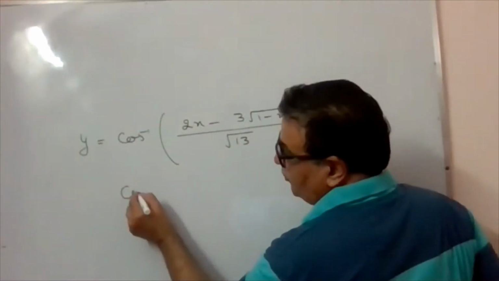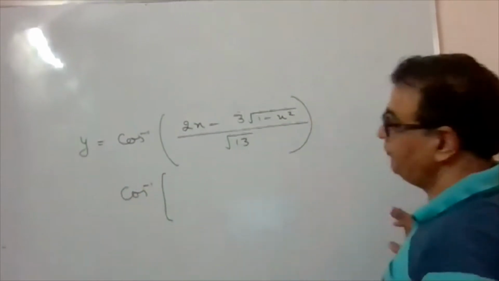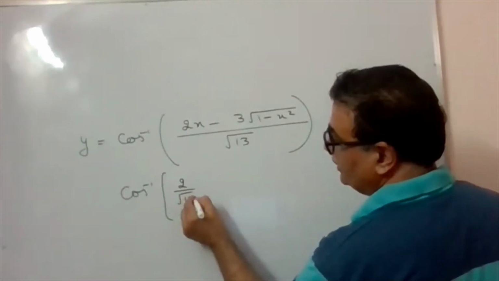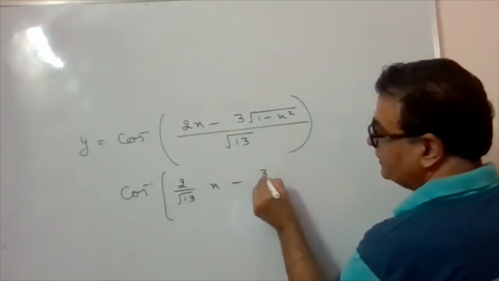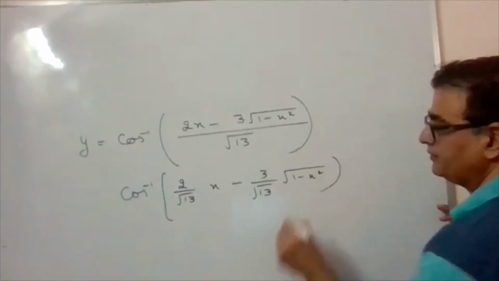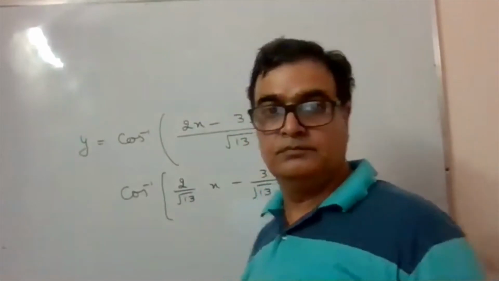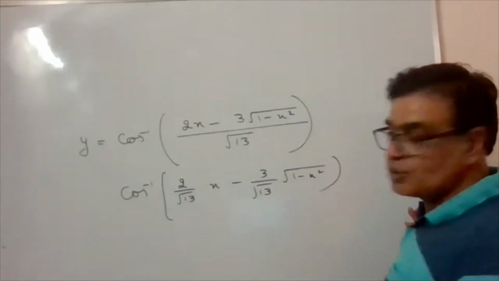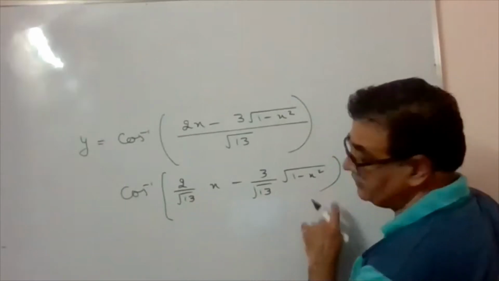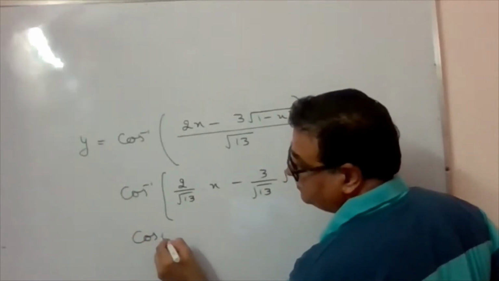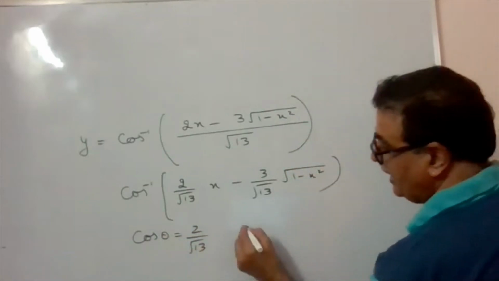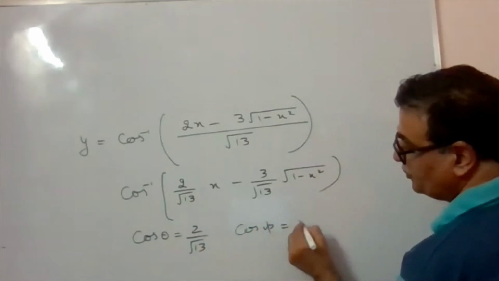Again the problem is cos inverse here, and we want this to be in cos again. So I should say 2 by root 13 into x minus 3 by root 13 into under root 1 minus x squared. Now I want to convert this into cos. So I need this as cos, this as cos, this as sine, this as sine. So I take cos theta as 2 by root 13, and cos phi comes out to be simply x.